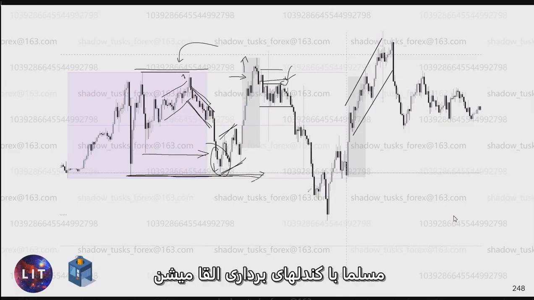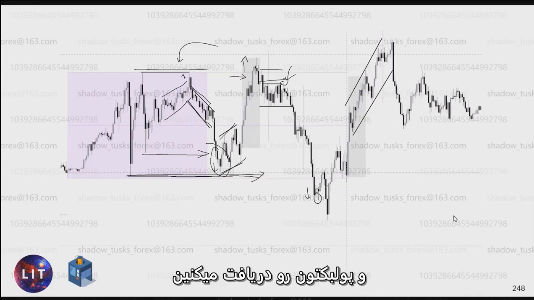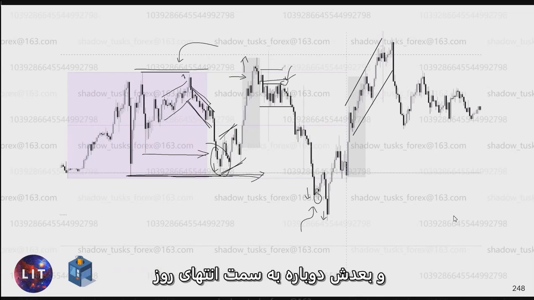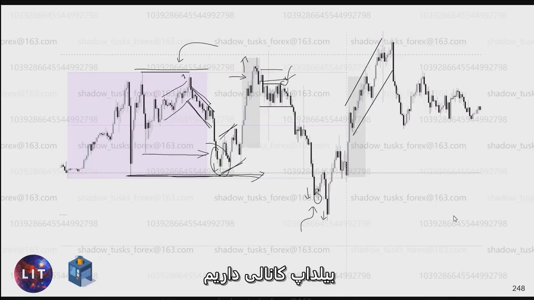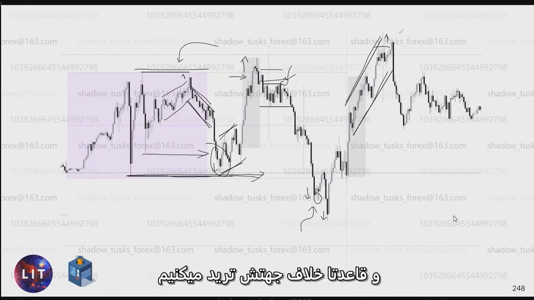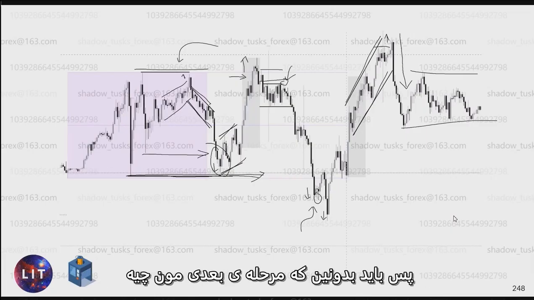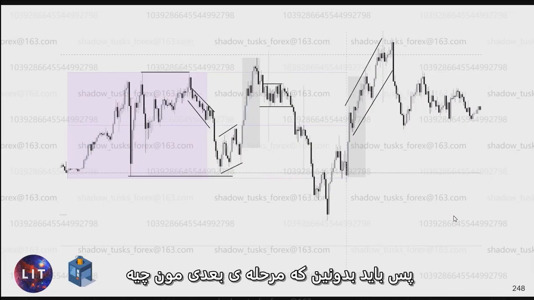Equal lows. They obviously get induced with vectors, and you do get your pullback into another inducement. We will understand why this one didn't work at a later point. And then again, to end the day, we have channel build up into inducement here. And obviously we trade away from that. And then obviously we have our end of day consolidation. So you should know what is next in our steps.